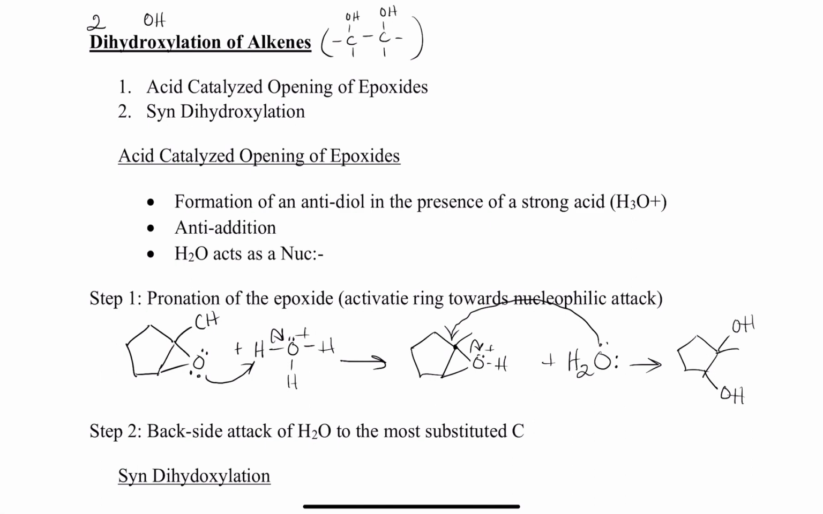If you were to see acid catalyzed opening of epoxides on the exam, we'd probably use some wedges and dashes, so that way we can see the stereochemistry, so that way we can see the anti-addition. So I'm going to add that in.